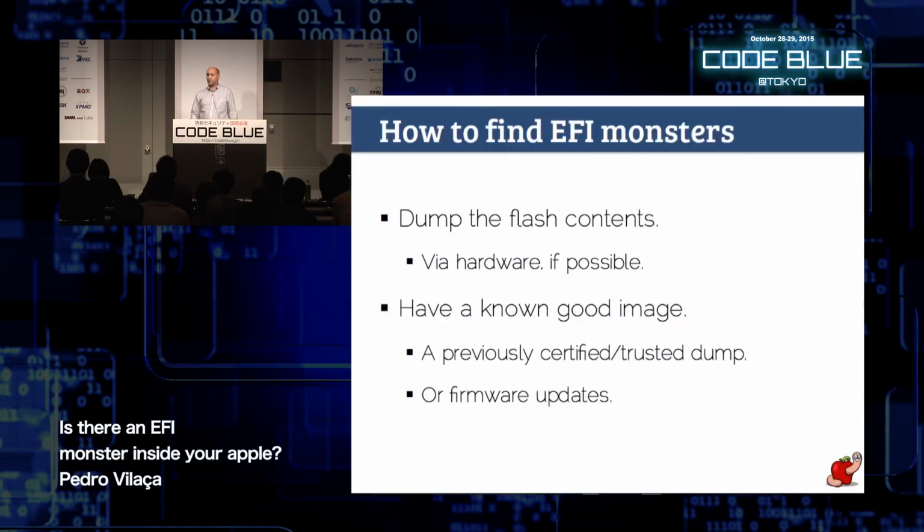The two most important phases: dump the flash contents, because we need to get the data from the flash chip, always from hardware. Hopefully, I made a very strong case why hardware is necessary. And then you need something to compare with. Technically, you don't need to, because you can reverse every binary. You have like 200 or 300 binaries inside your EFI. So that will take like a couple of months. Even if you are a very good reverse engineer, it will take a lot of time.